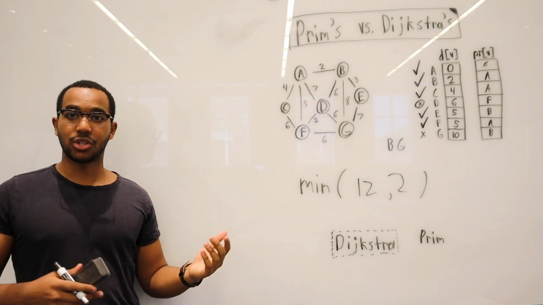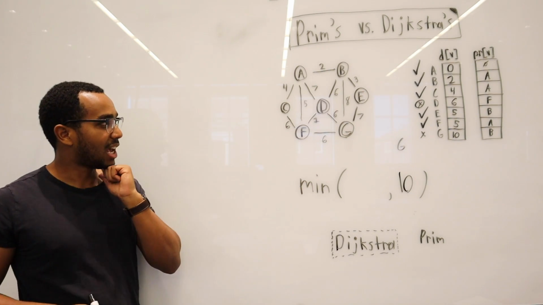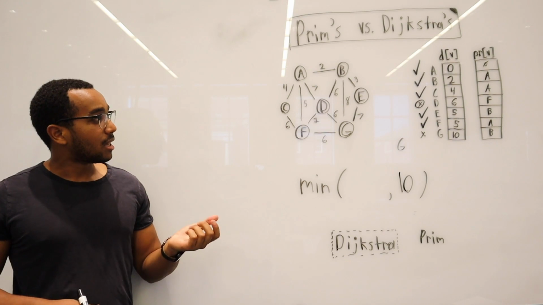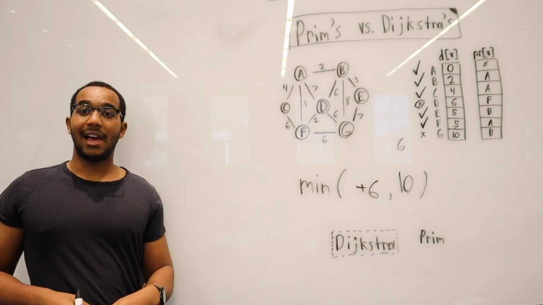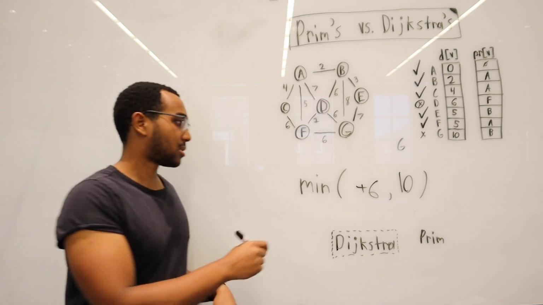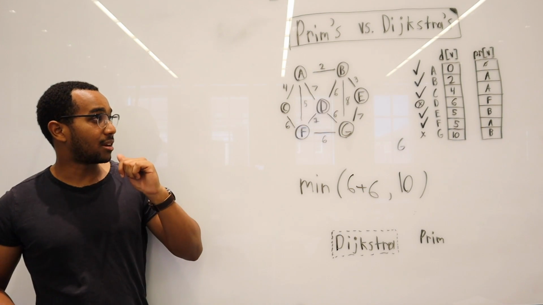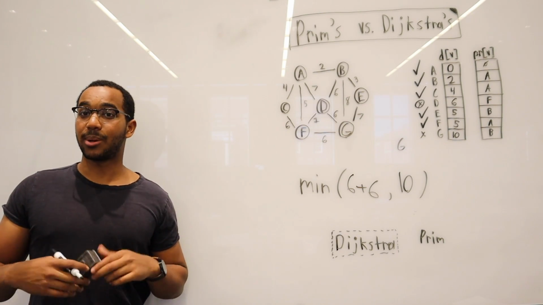So now we're going to look at the G. Can we improve the upper bound on G, which is 10? Can we do that from D? Well, the edge weight's 6, and the cost to get to D is 6. So that's 12, and that does not beat 10. And that finishes up all edges for D, so we mark it as complete.